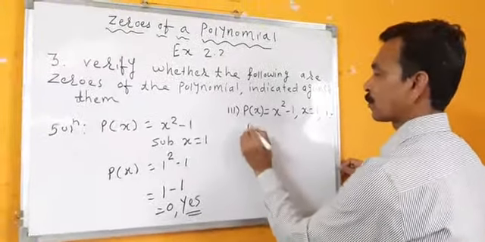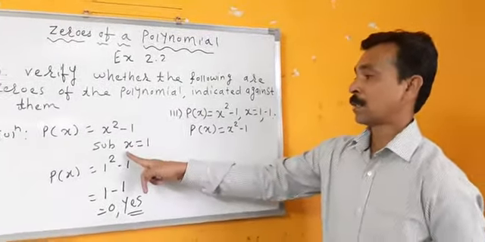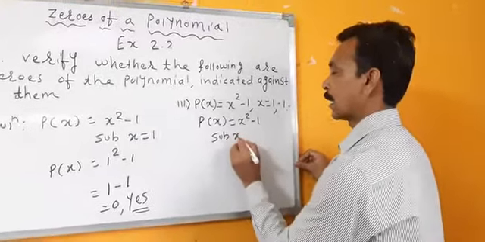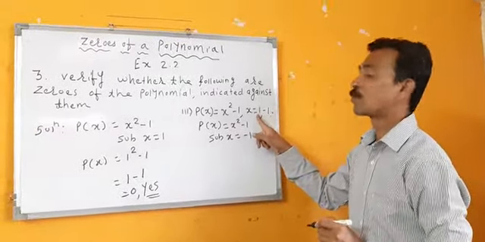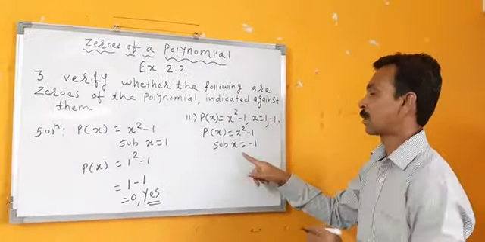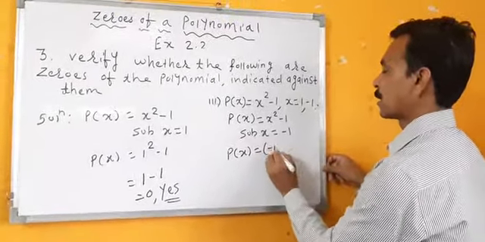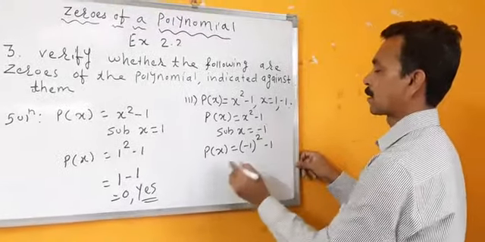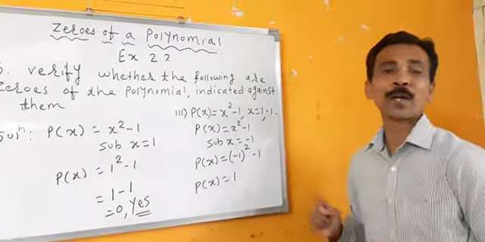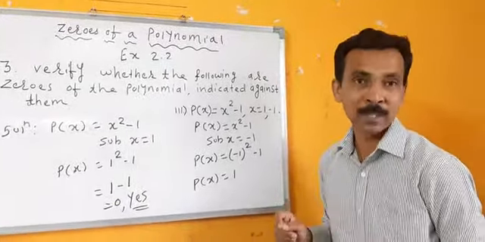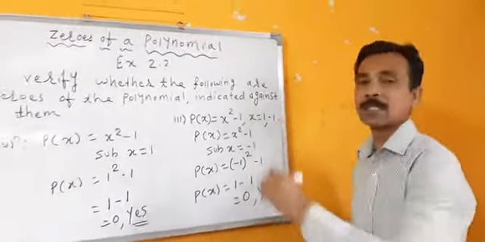Now again I will write p of x is equal to x square minus 1. Here substitute x is equal to minus 1, because 2 times you have to take the values. First 1 and then minus 1. So it becomes p of x is equal to minus 1 square minus 1. What is minus 1 square? 1, because the square of any negative number is always positive. 1 minus 1 is equal to 0. Answer is yes.